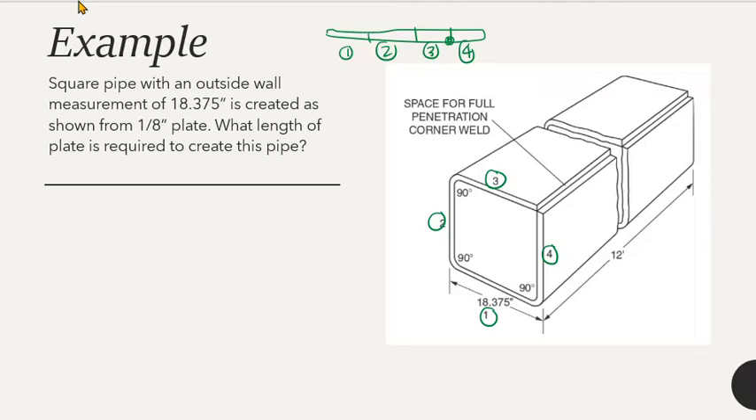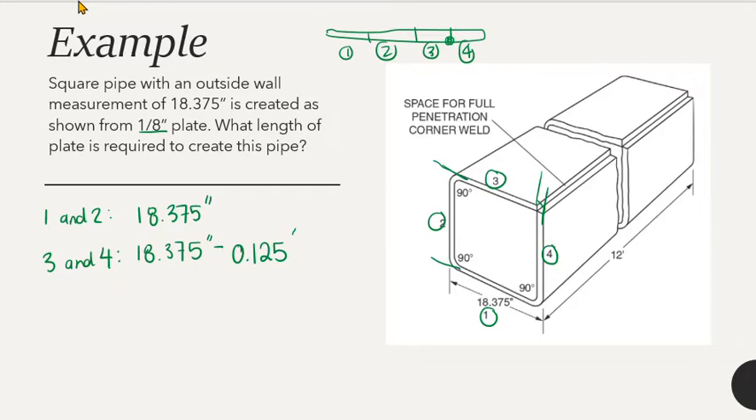So first let's make sure all our lengths are going to be the same. 1 and 2 are going to be great because they go the whole length. So they are both going to be 18.375 inches long. Now 3 and 4, they end a little short. How short do they end? They go almost 18.375 inches, but they are missing one thickness, and one thickness is 1/8 or 0.125. So those two will only be 18.25 inches long.